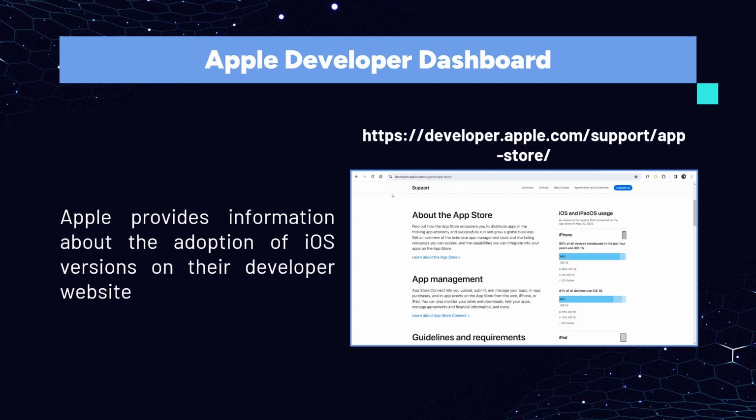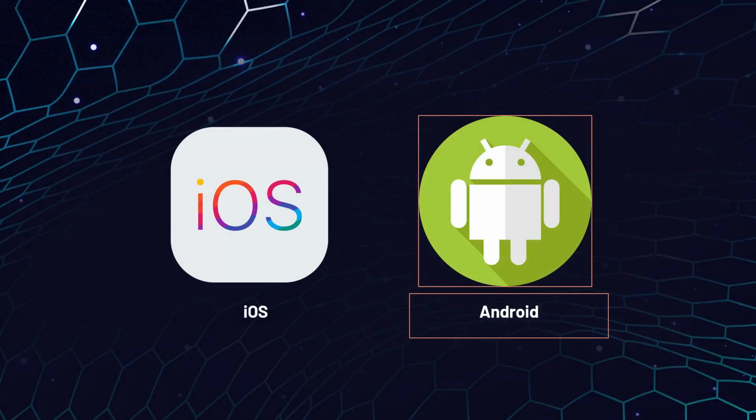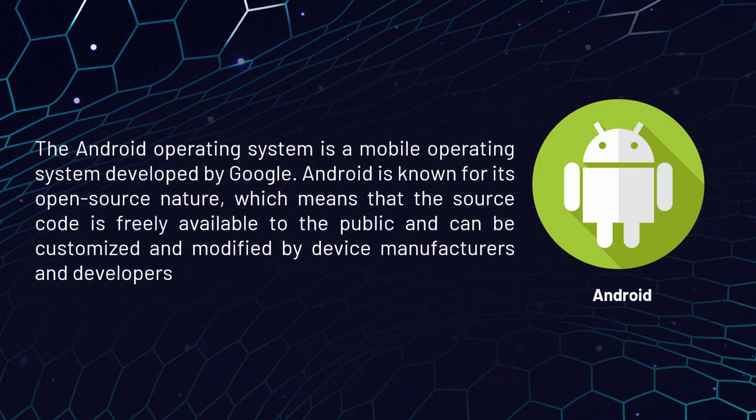The main competitor for iOS is the Android operating system. The Android operating system is a mobile operating system developed by Google. Android is known for its open-source nature, which means that the source code is freely available to the public and can be customized and modified by device manufacturers and developers.